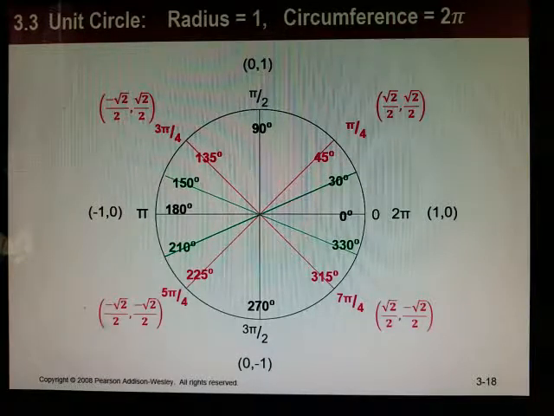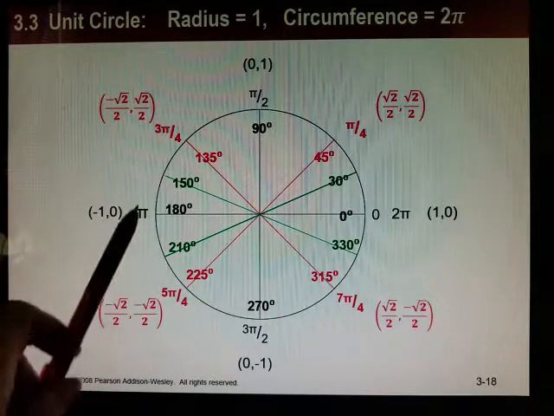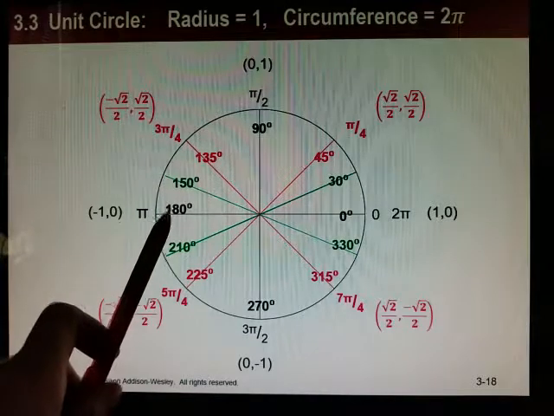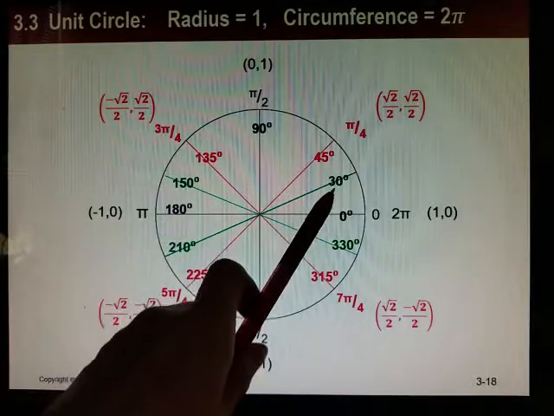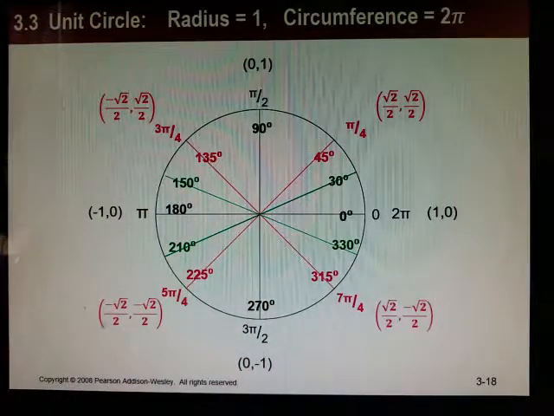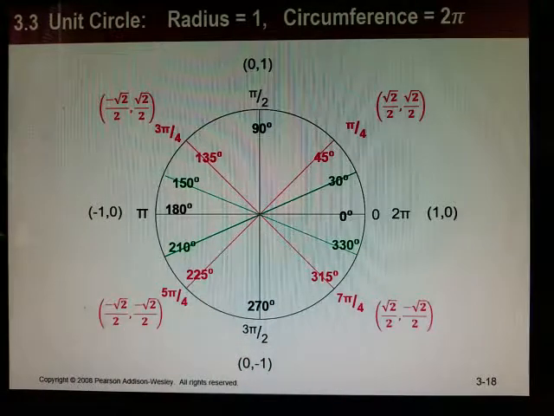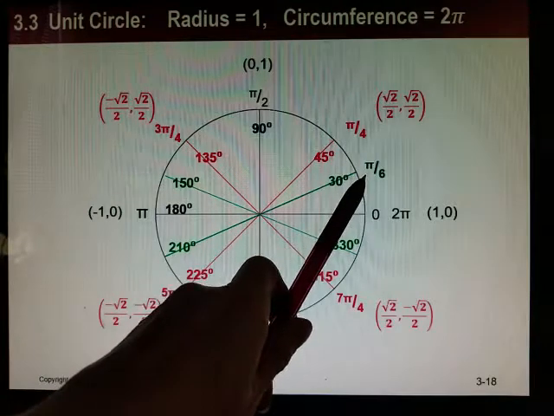So remember the radian measure, pi radians is 180 degrees. So I would have to think about that for a minute. 180 divided by what would give me 30 degrees? Well, 180 divided by 6 is equal to 30 degrees. So this is equivalent to pi over 6.